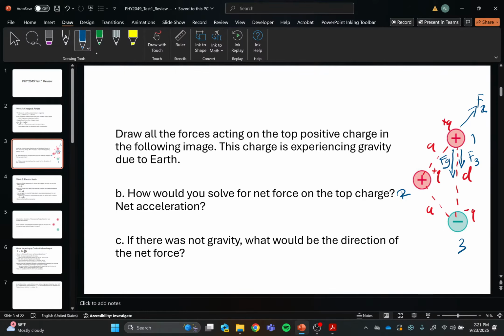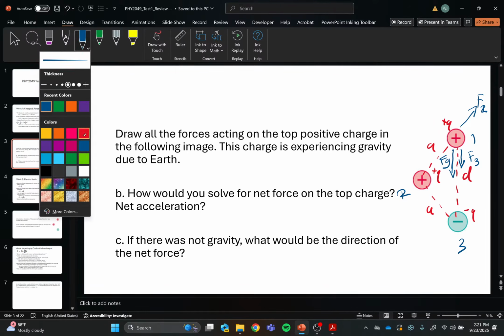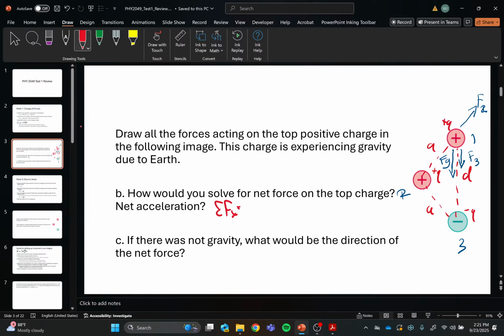Yeah, so charge 2 is the only one experiencing a force in the x direction. So if we sum up the forces in the x direction, we just get the x component of force 2. That's it. Yay. If we wanted the y one, we would sum up a positive due to force 2, a negative due to gravity, and a negative due to force 3. I don't need to break force 3 and gravity into components. Why? Because they're already straight down. Easy peasy. So part B is honestly, do you remember physics 1? Part B is just physics 1.